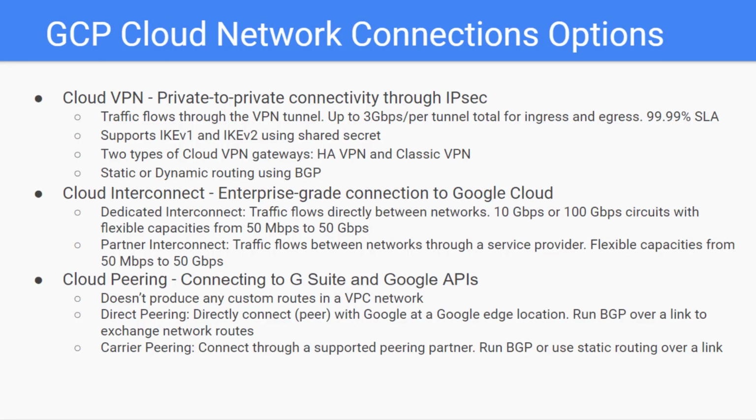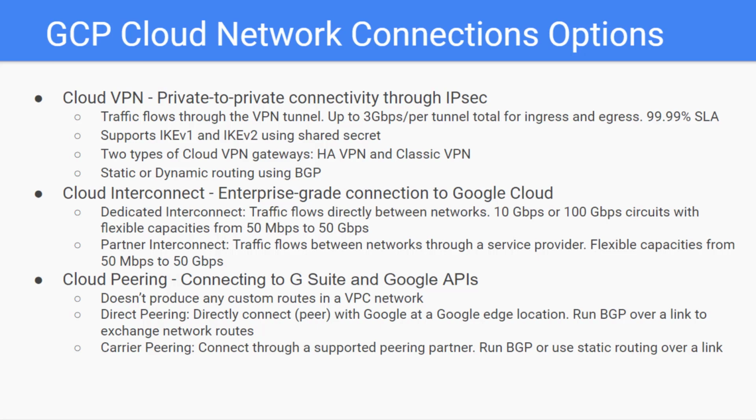The last cloud network connection option is cloud peering. If you need to access only G Suite or supported Google APIs, you have to connect through the cloud peering. Peering doesn't produce any custom routes in a VPC network. Traffic sent from a resource in a VPC network leaves by way of a route whose next hop is either a default internet gateway, for example, a default route, or Cloud VPN tunnel.